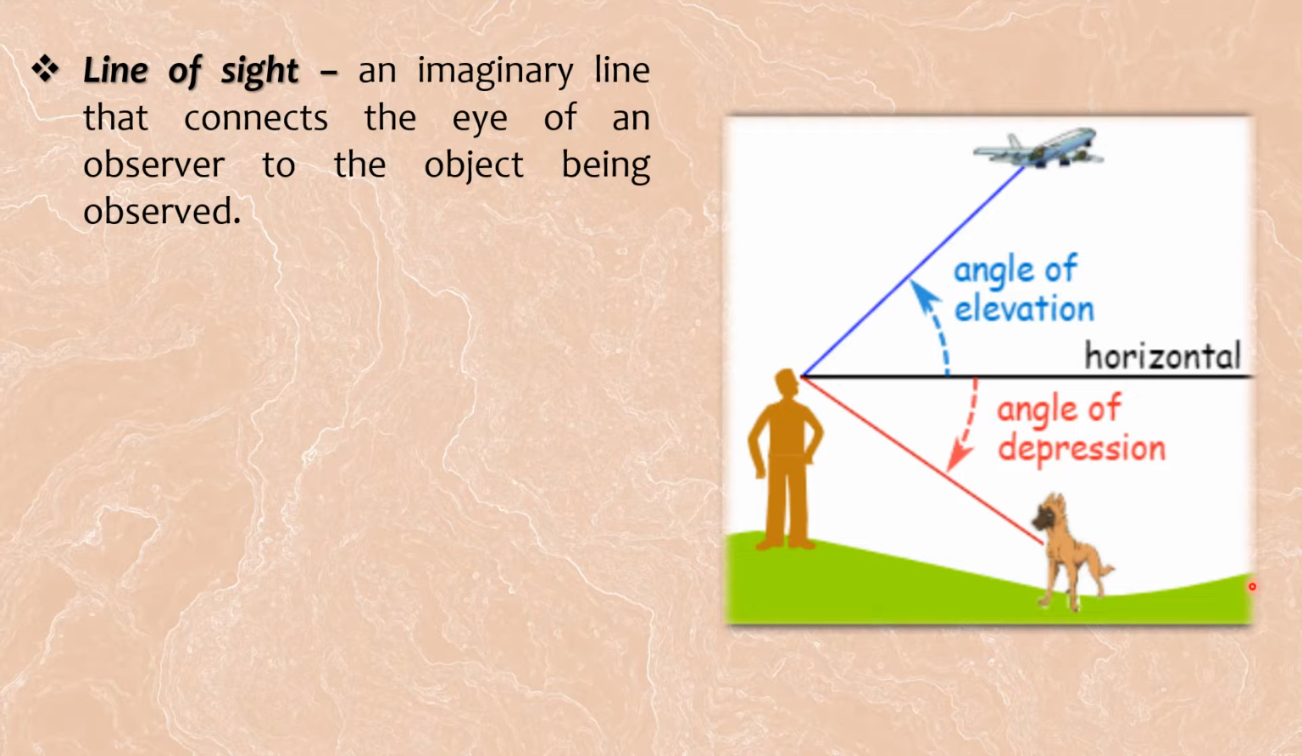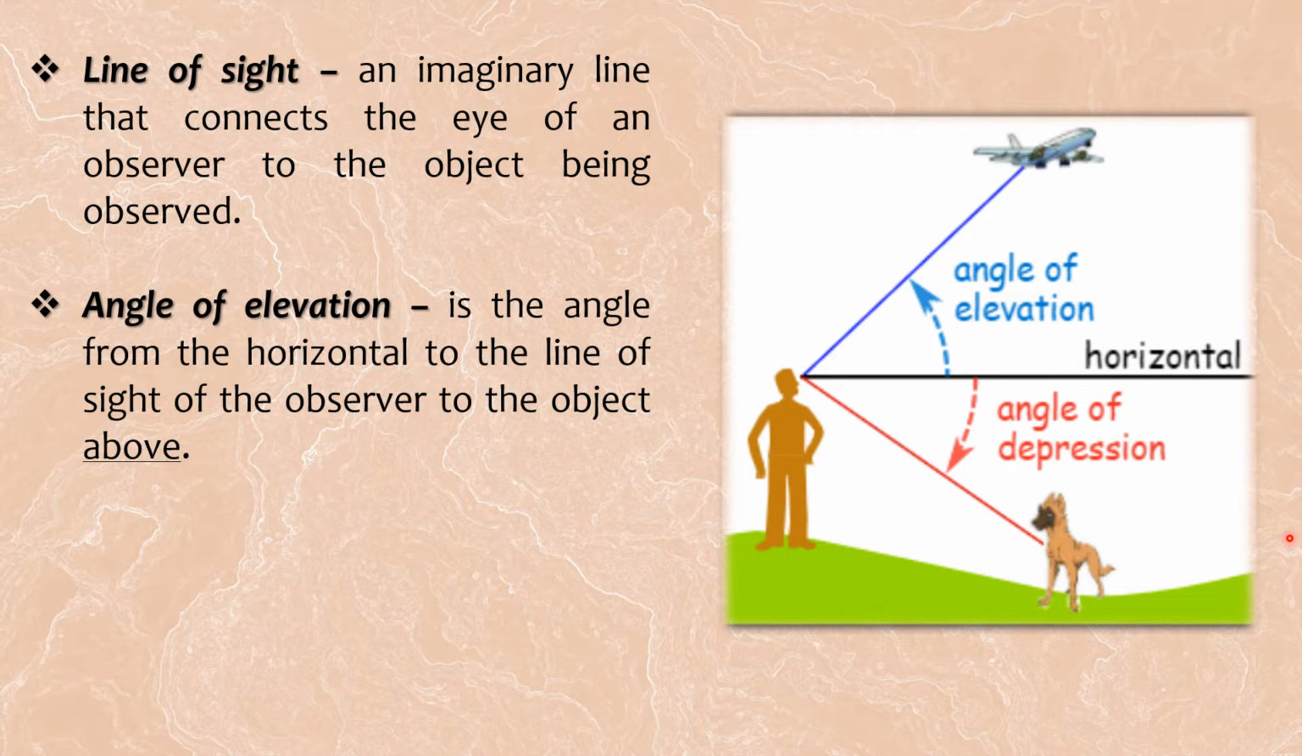So, kapag sinabi nating line of sight, it is an imaginary line that connects the eye of an observer to the object being observed. Or in this given figure, yung horizontal line, iyon yung ating line of sight. Next is the angle of elevation. It is the angle from the horizontal line to the line of sight of the observer to the object above. So kung mapapansin nyo kung tiningnan ng tao ang isang eroplano, ito yung angle of elevation since ang tinitingnan niyang object ay nasa taas.